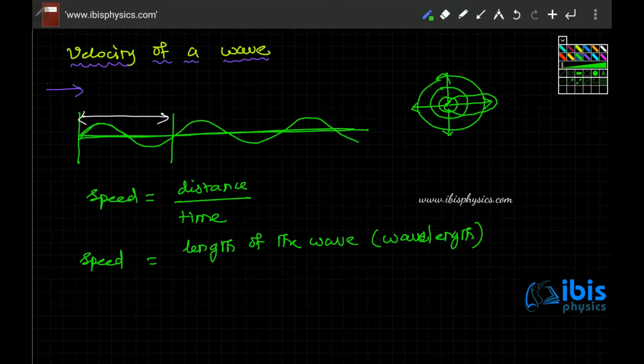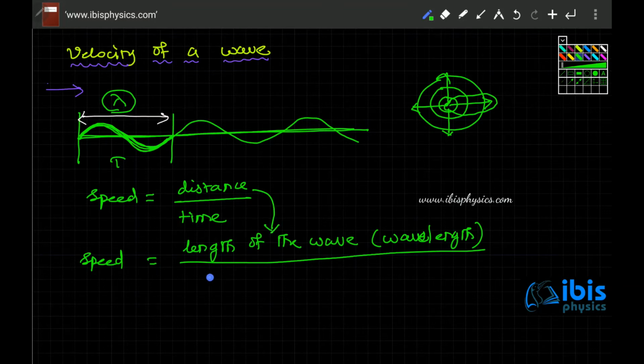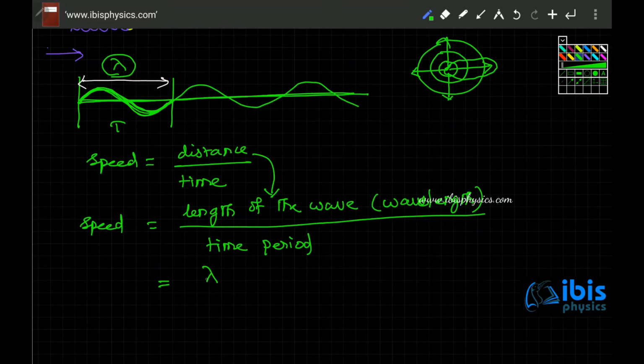To produce one wave, the time taken by the source is the time period. We already discussed this in the previous video. If the distance is equal to wavelength, the time taken to produce one wave is the time period. In one time period, only one wave is produced, and that one wave travels only the length equal to wavelength. So wavelength is given by the letter lambda, and time period by the letter capital T.